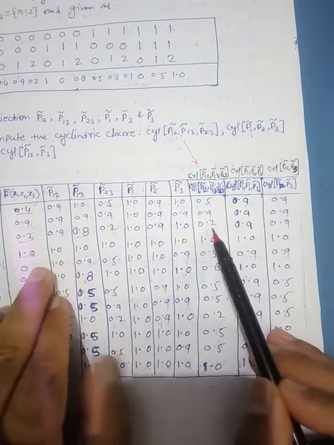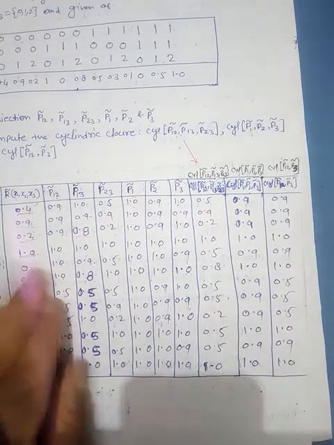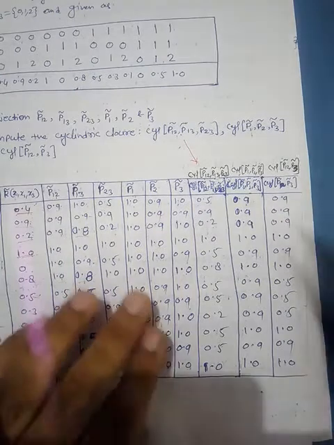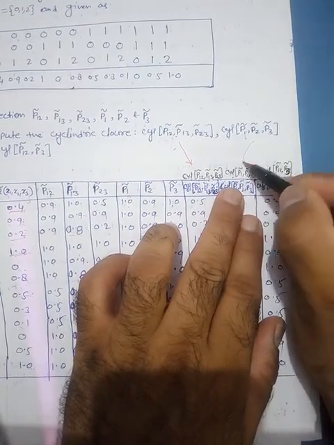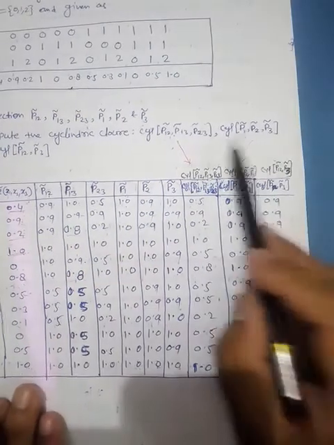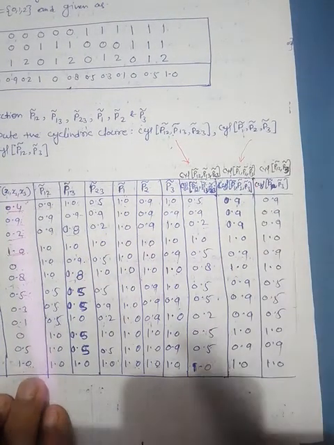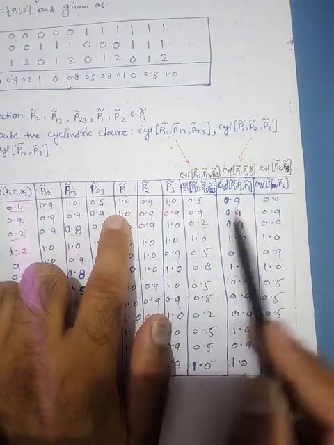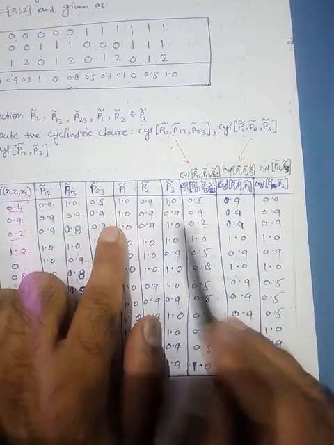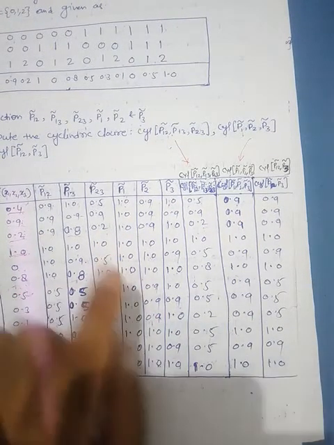So we only have to take the minimum of these columns and keep writing it down. Fine, so this column is done. Now the second is CYL of P1, P2, P3, that means this part: the cylindrical closure of P1, P2, and P3. Fine. So now P1, P2, P3 is this. The minimum of these three is 0.9, the minimum of these three is 0.9, the minimum of these three is 0.9, and so on. So you can easily find it.